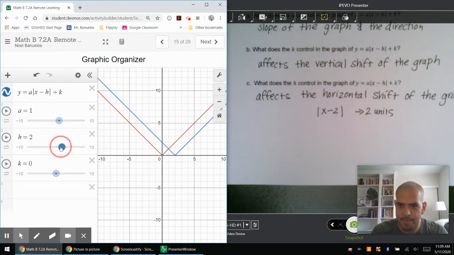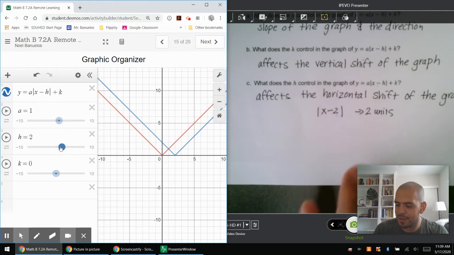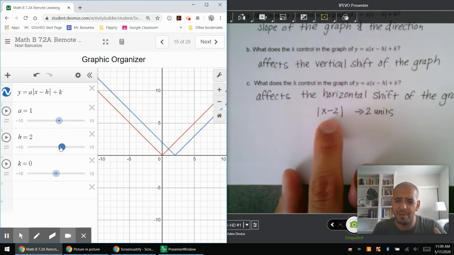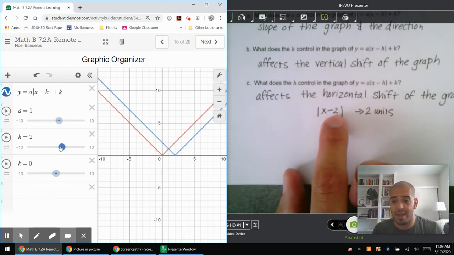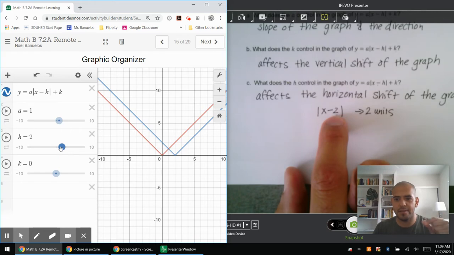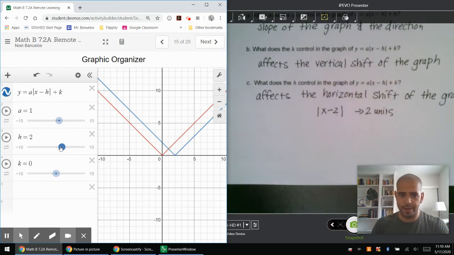You see that? Yeah, because I'll be honest, when I first learned this, when I saw -2, I automatically wanted to say, oh, it goes left 2. It took me a while to really understand what this meant and why it goes to the right 2 instead, because it's minus your h value. H controls left or right.